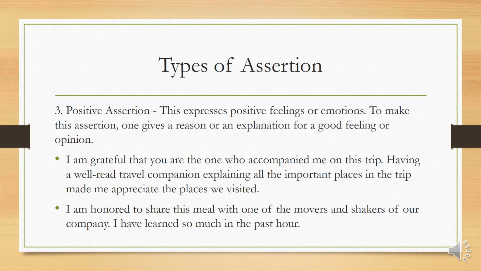We are down to the third type of assertion, which is positive assertion. This expresses positive feelings or emotions. As the word positive implies, to make this assertion, one gives a reason or an explanation for a good feeling or opinion. For example, I am grateful that you are the one who accompanied me on this trip. Having a well-read travel companion explaining all the important places in the trip made me appreciate the places we visited. So this example really shows or expresses positive feelings or emotions toward his or her companion.